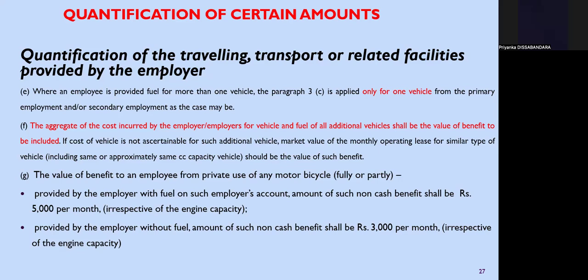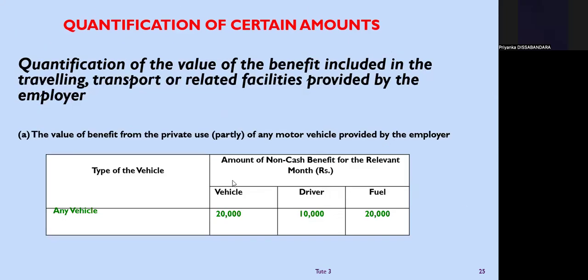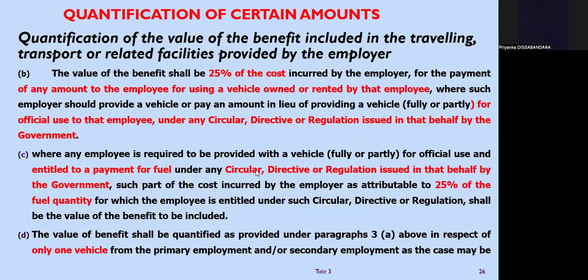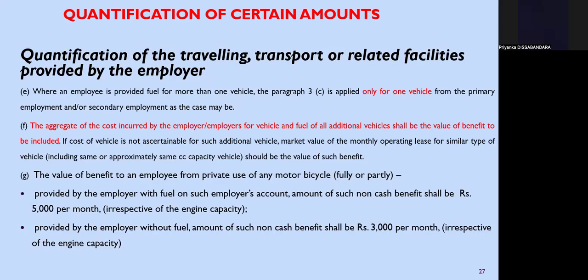Even if several vehicles are received, this concessionary rate, meaning under A, under this 25% calculation, this concession is applicable only for one vehicle. If we receive more than one vehicle, the market value of other vehicles should be calculated and considered as our employment income.